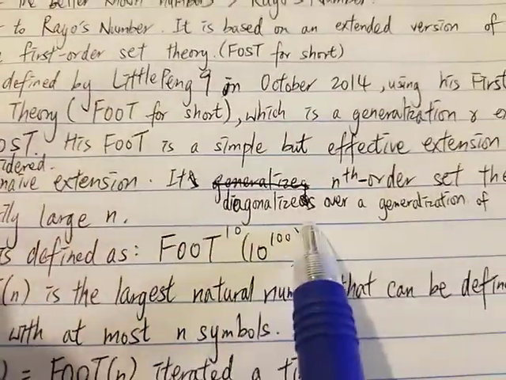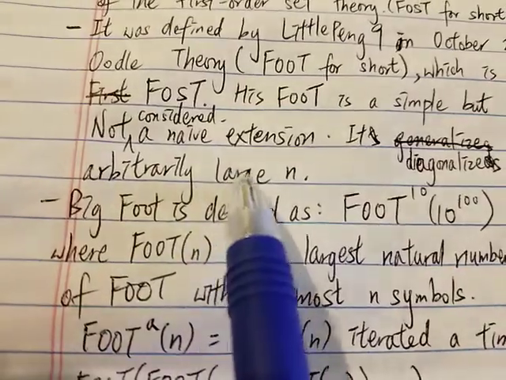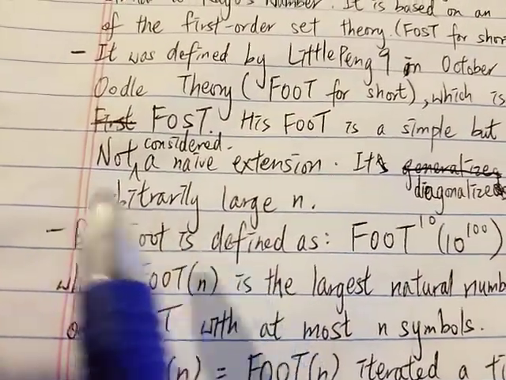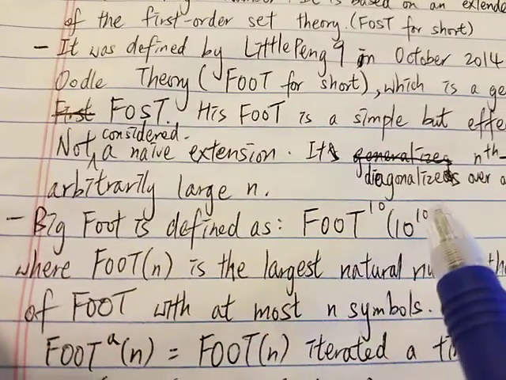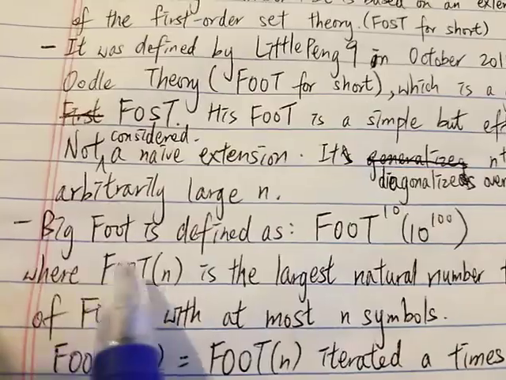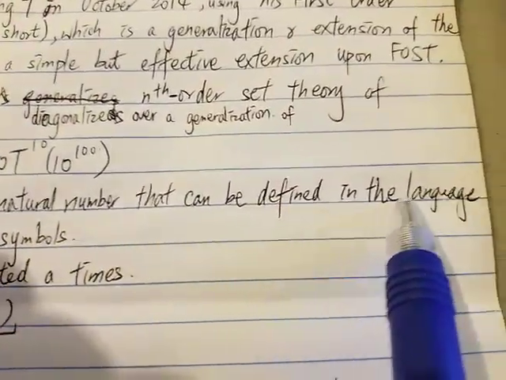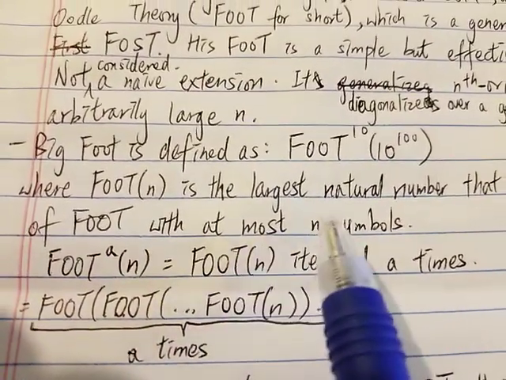It diagonalizes over a generalization of nth order set theory of arbitrary large n. So what is Bigfoot? Bigfoot is defined as Foot 10 of a googol, where Foot n is the largest natural number that can be defined in the language of Foot with at most n symbols.